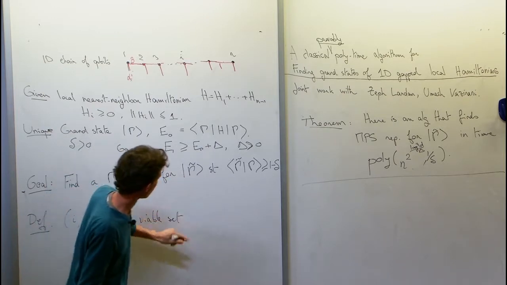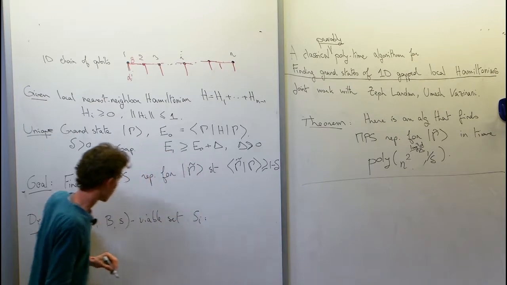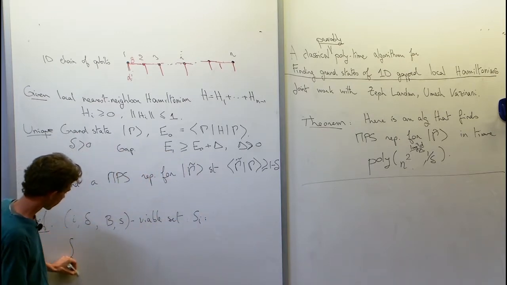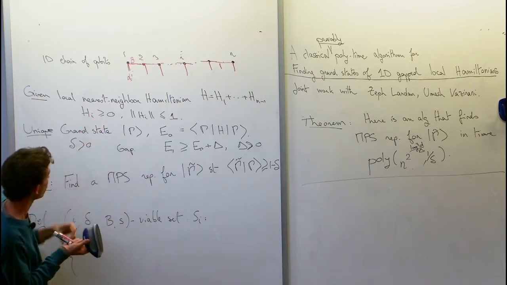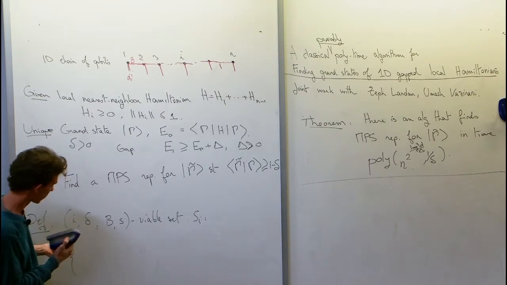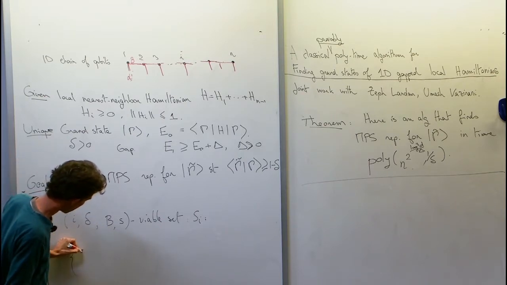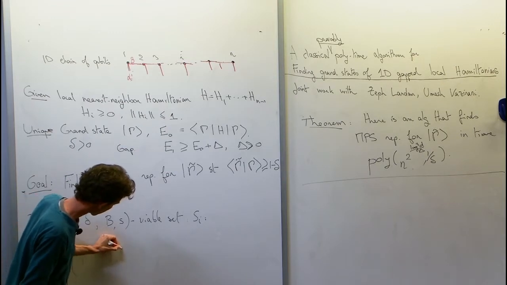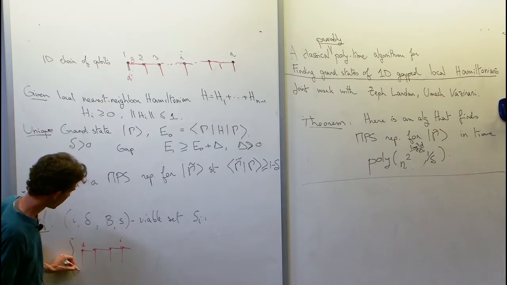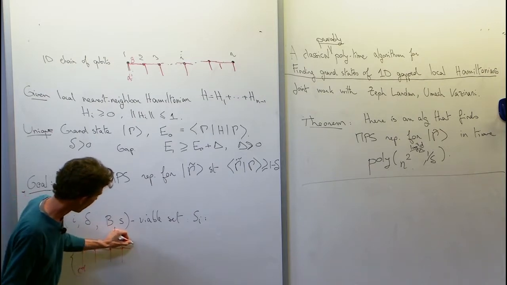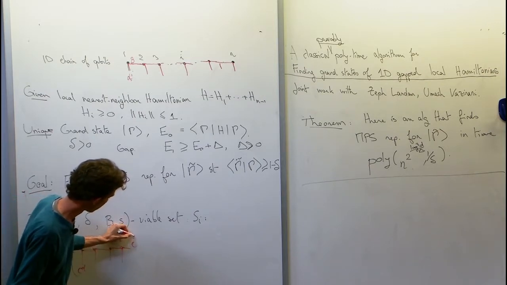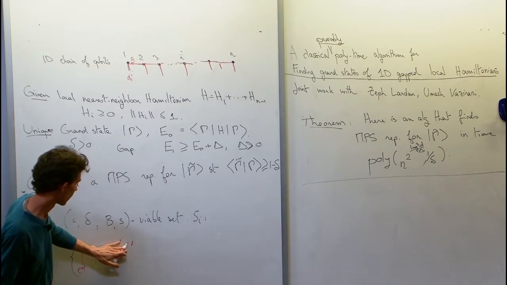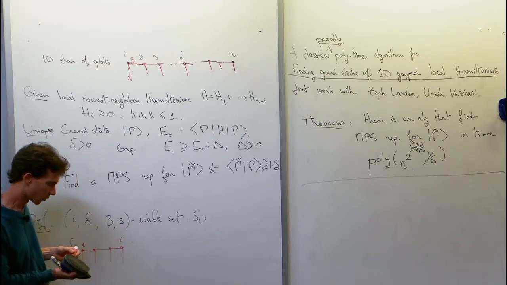Viable set, and I'll call it usually S_i. So what is this? It's just a bunch of tensors like this on i sites. So a set of them like this, it goes up to i, 1. Each of these legs is d-dimensional. Actually, here I'm just going to stop like this.